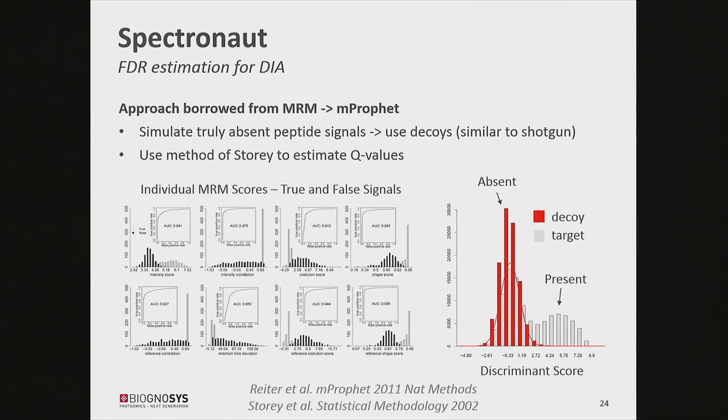And you can also look at this at the final discriminant score. This is a combination of all the scores here. So you can see here it's a bit different. You can see the true signals here. So these are the present peptides, and these here are the absent peptides. And the red ones are the decoys. They simulate the absent peptides, basically.